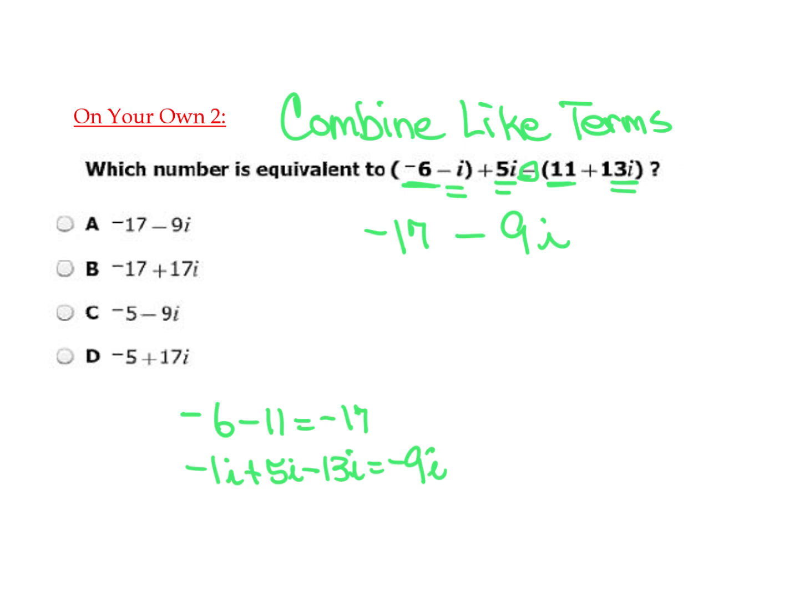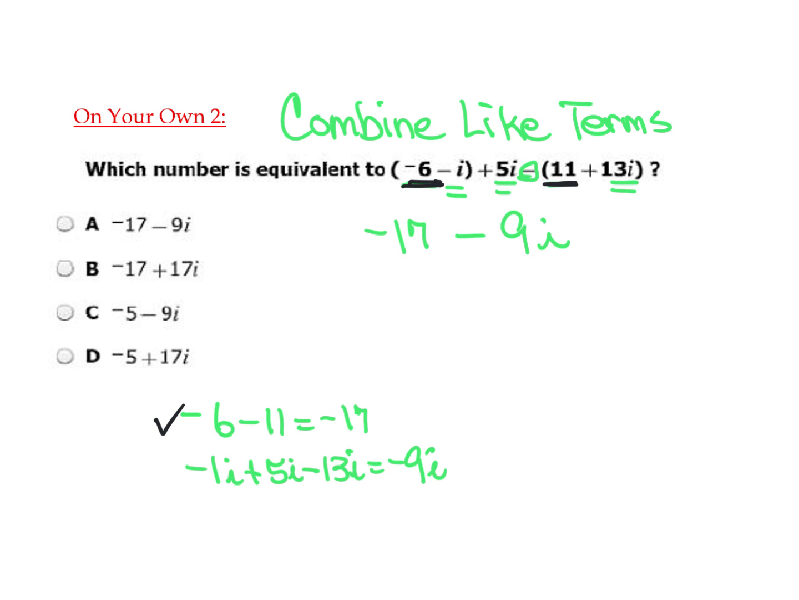On this one, we are combining like terms. We have three complex numbers. The first number is -6 minus i, plus 5i, minus the complex number 11 plus 13i. I'm going to underline my like terms. I have -6 and I have an 11. I am subtracting that 11. So when I type into Desmos, I'm going to get -6 minus 11 is -17.